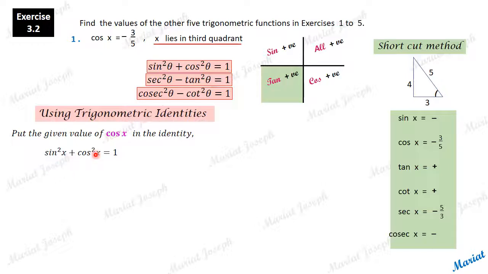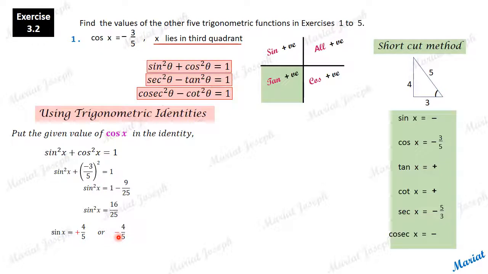The first one, sin square x plus cos square x is equal to 1. Cos x value minus 3 by 5, let me put here. So sin square x is equal to 1 minus, minus 3 by 5 whole square. Minus 3 by 5 whole square is 9 by 25, that is being subtracted here. Do the simplification, that gives me sin square x equal to 16 by 25, which eventually gives me sin x can be plus 4 by 5 or minus 4 by 5. 2 possibilities. Square root of 16 by 25 can be positive or negative.